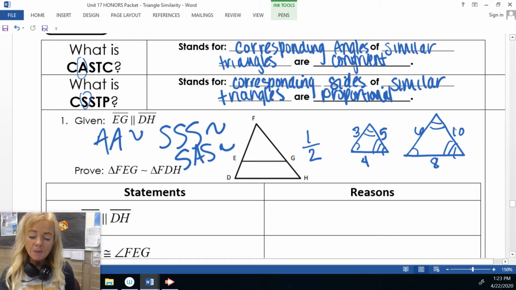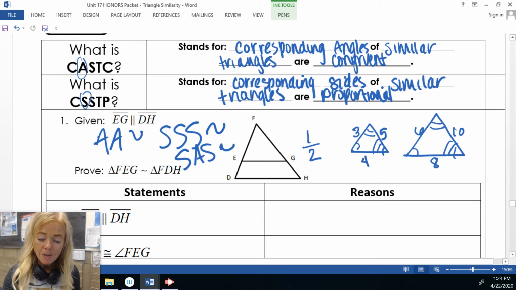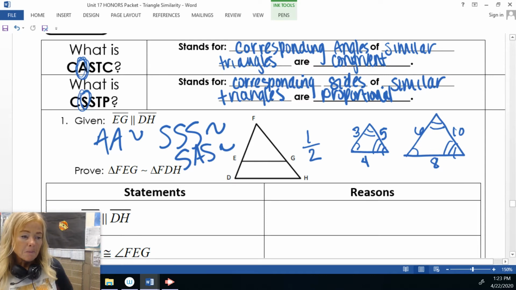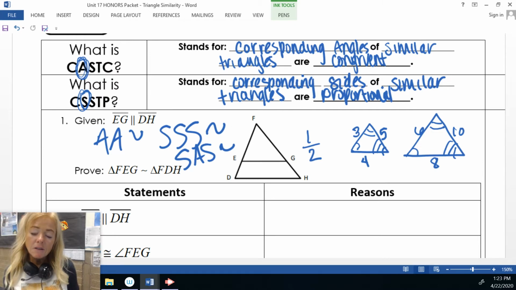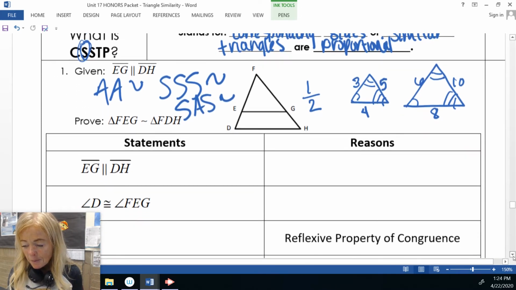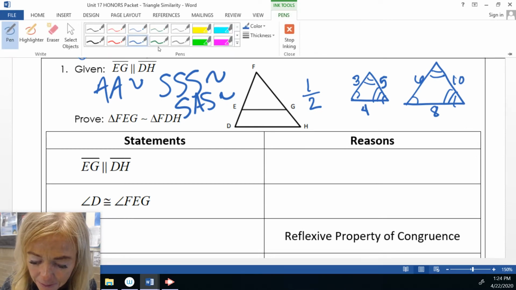All right, so that's what we're dealing with. Corresponding angles of similar triangles are congruent, and corresponding sides of similar triangles are proportional. Those are just the basic properties that belong to similar triangles, and we have two different theorems to help us prove that those parts are proportional, or that angles are congruent, after we've proven that two triangles are similar. So let me get my eraser out.